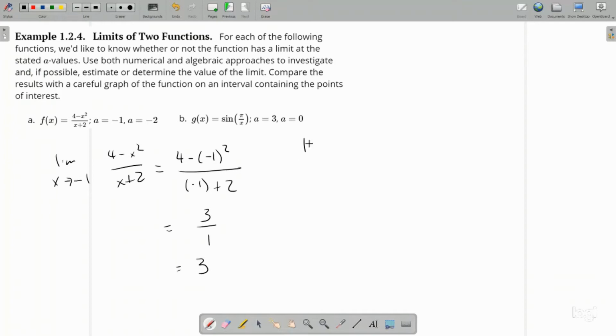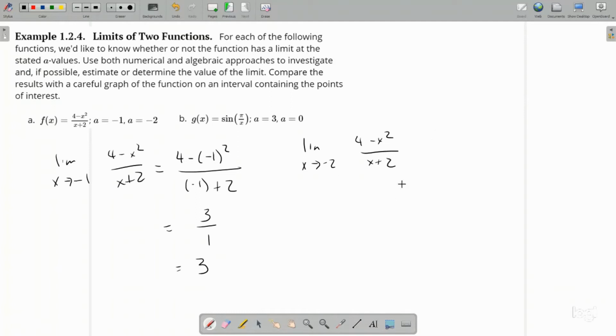What happens if we try to do the limit as x approaches -2 of 4 minus x squared over x plus 2? Now you see that when we plug in x equals -2, we're dividing by 0. Now that doesn't necessarily mean that there is no limit. It just means we have to work harder because there are things that can happen that make it have a limit, and there are things that can happen that make it not have a limit. And so we're going to start with a numerical approach, then we're going to look at the algebraic approach, and then we'll look at the graph.